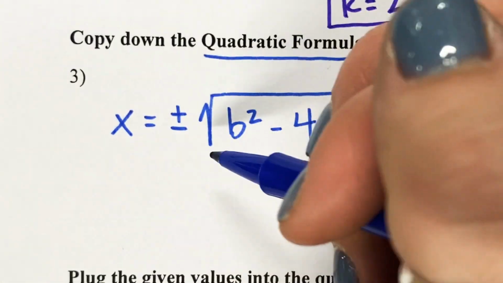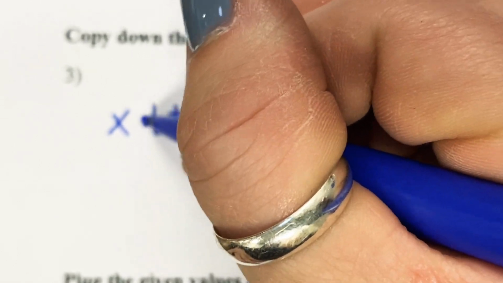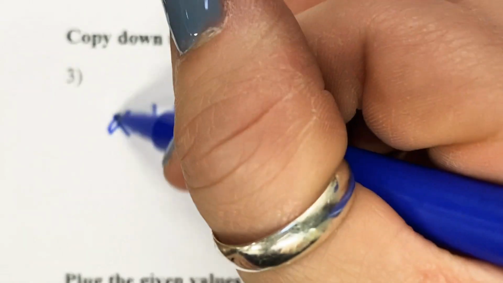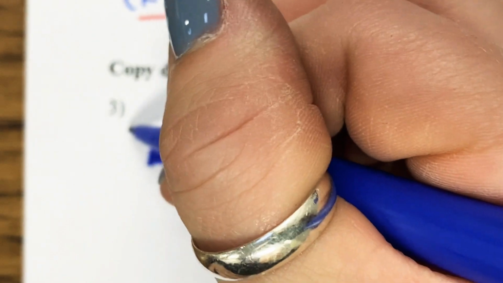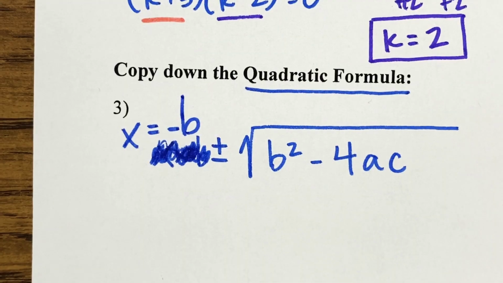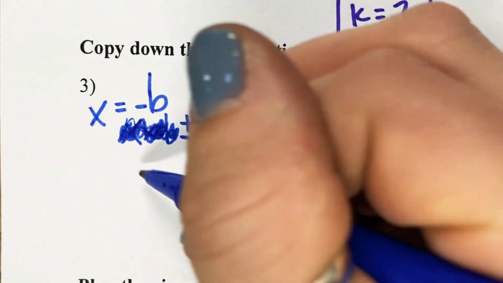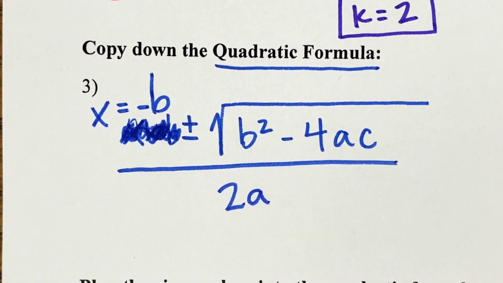Oh my gosh, I forgot something. X is equal to negative b. Oh my gosh, I totally forgot that. Darn it, now it looks bad. It's okay, I'll just rewrite it. X is equal to negative b. That was my first, I was like, why does that look so weird? Sorry about that. All over 2 times a.